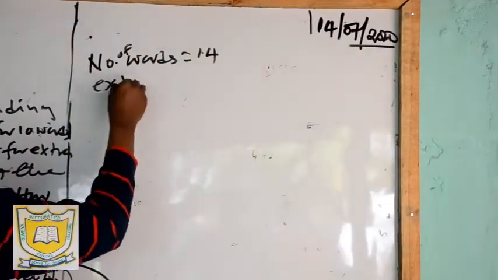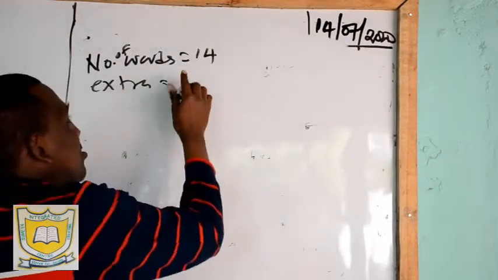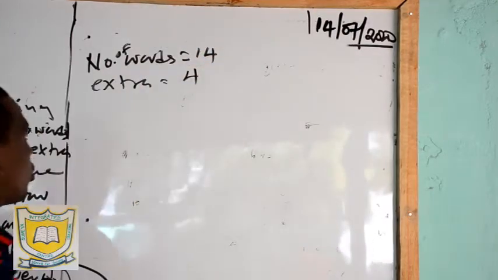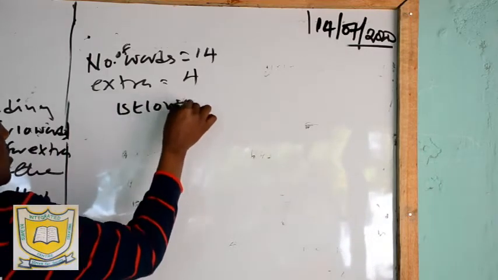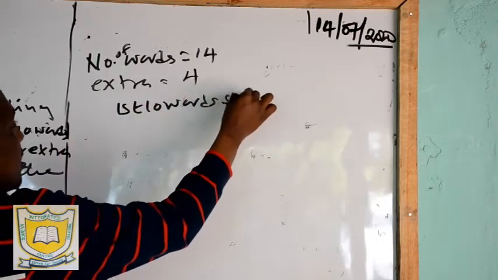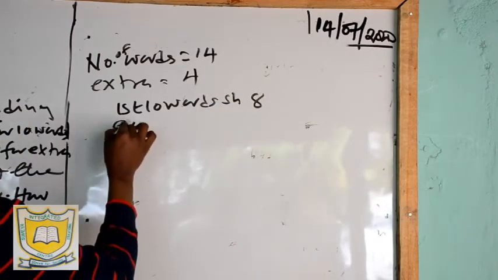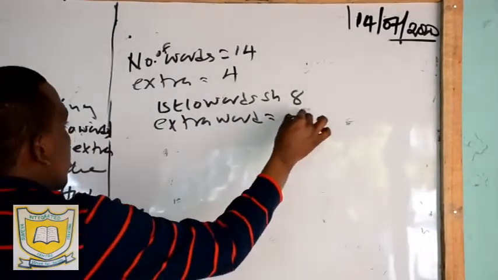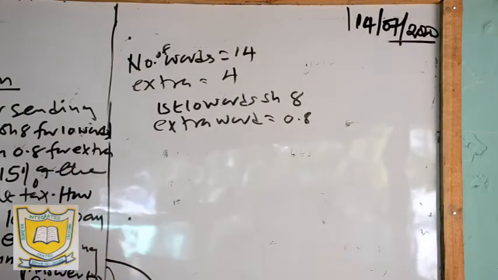Extra means additional words. Extra words, 4. After 10, there are 4. So you are told the first 10 words are shillings 8. Every extra word is shilling 0.8.